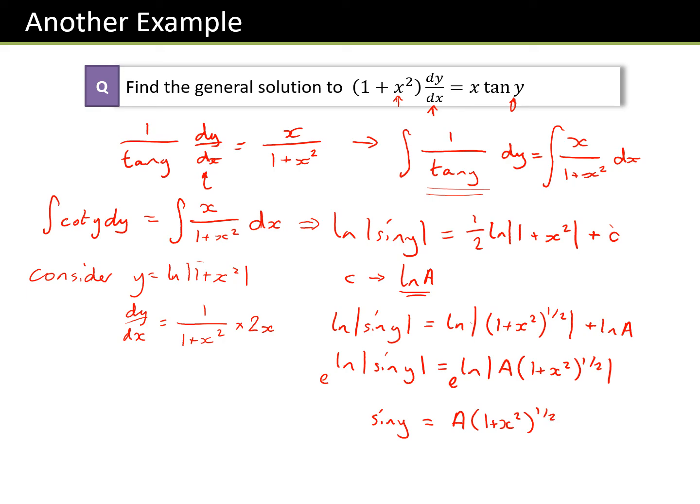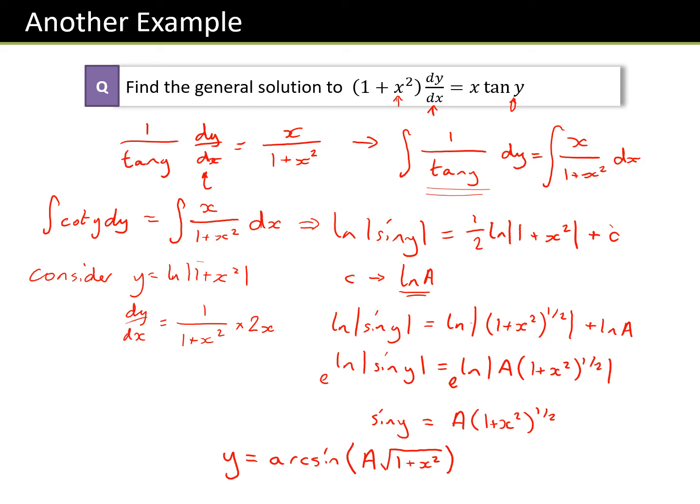Now we're almost there, aren't we? We've literally got a single step. We want y by itself, so arc sine both sides. This half I'm just going to rewrite as a square root. And there is my answer.